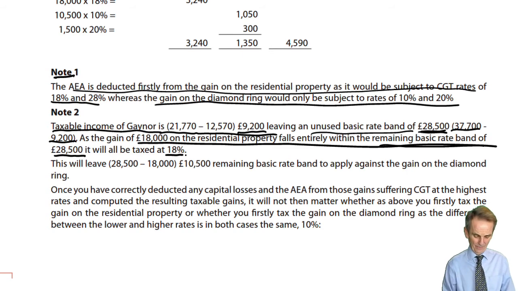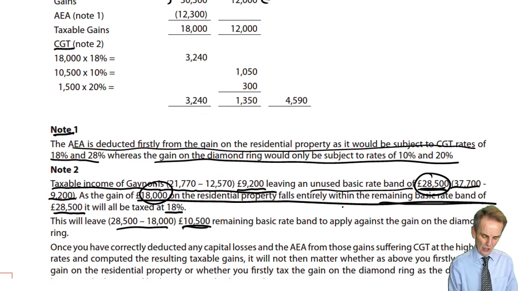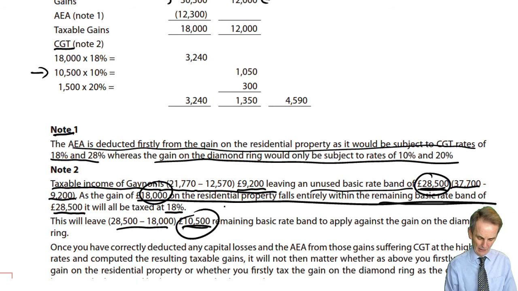What will that still leave? Well, we had 28.5 left over of the basic rate band following the income tax computation. We've used 18,000, so that therefore leaves us with £10,500 of the remaining basic rate band to apply against the gain on the diamond ring. So with our diamond ring, the first 10,500, as we've earmarked here, goes at the lower rate of 10%, and the remaining £1,500 of the £12,000 gain is made at the higher rate of 20%.